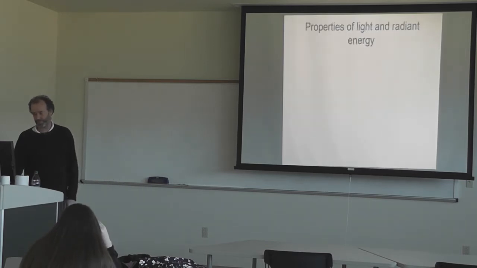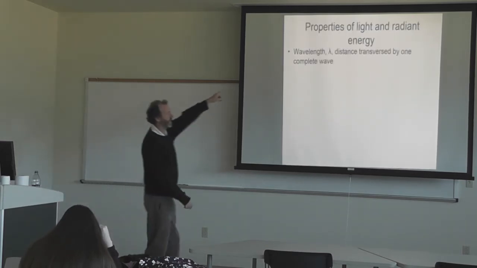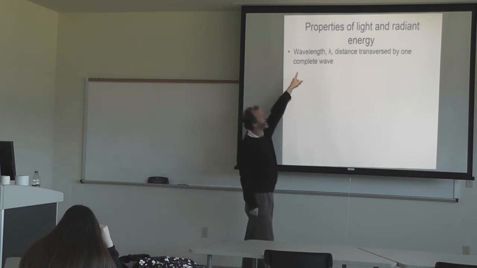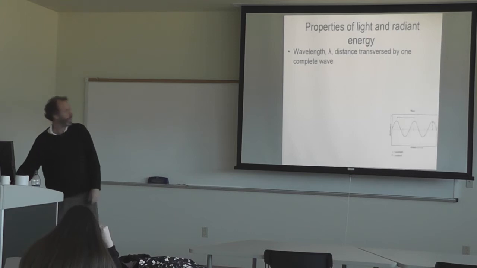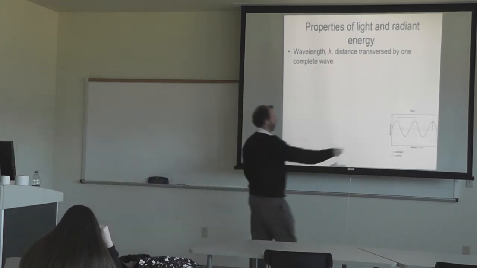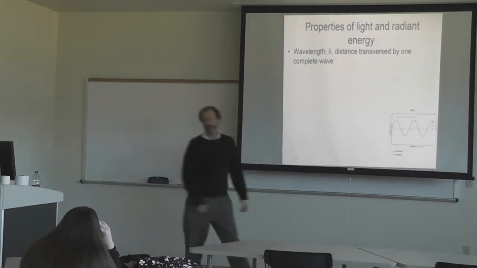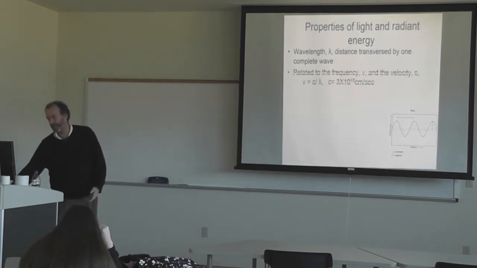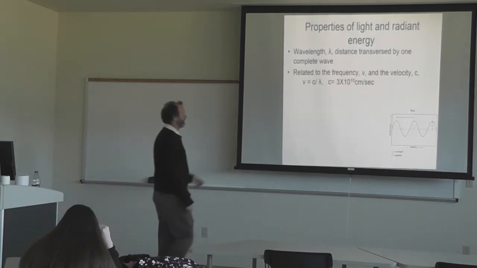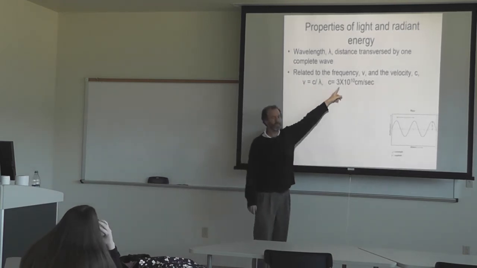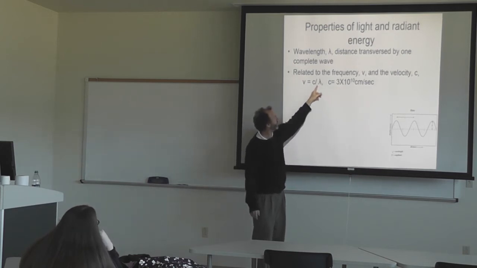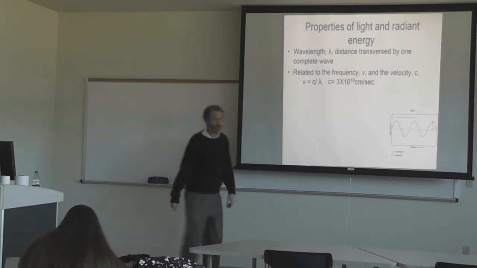We know that. So wavelength, or is that lambda? Yeah. Distance transverse from one complete wave. And that's what this little graph shows. This is lambda. That's your wavelength. And it's related to the frequency, nu, and the velocity, c. So you have this equation here. Frequency, nu, equals, what is this typically? Speed of light, yeah, divided by lambda, or the wavelength.